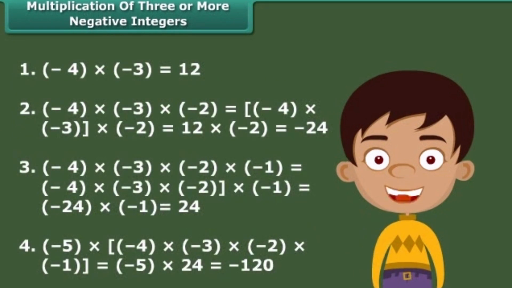We can see that in the first and third examples, the number of negative integers that are multiplied are even, 2 and 4 respectively, and the products obtained in 1 and 3 are positive integers. And the number of negative integers that are multiplied in 2 and 4 are odd, and the products obtained in 2 and 4 are negative integers. Hence, we can say that if the number of negative integers in a product is even, then the product is a positive integer. And if the number of negative integers in a product is odd, then the product is a negative integer.